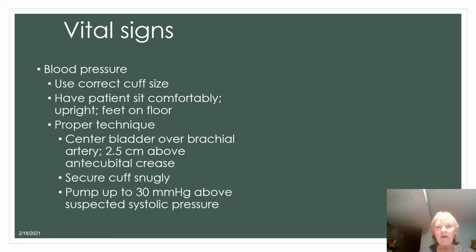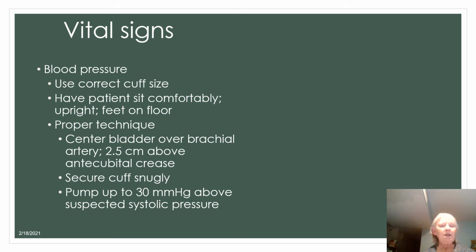Vital signs. Okay, use the correct cuff size. A big cuff on a small person, you're going to have a very low blood pressure. A tight cuff on a big person, you're going to have a higher blood pressure, okay? Make sure this patient is sitting up, they're comfortable, their feet are flat on the floor. Do not let them lean forward. Do not let them cross their legs or their ankles, okay?